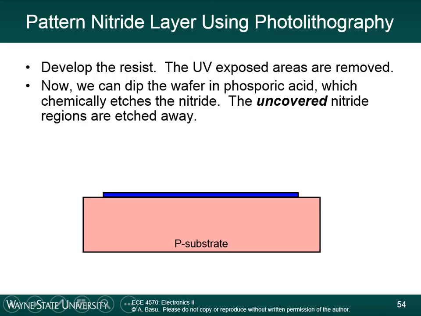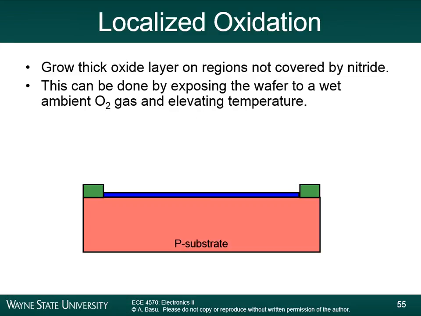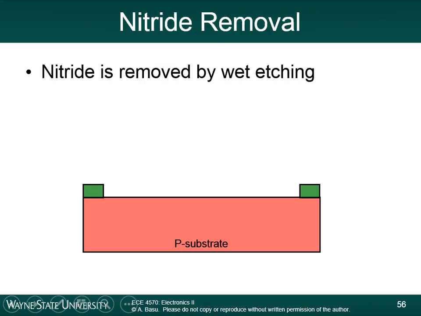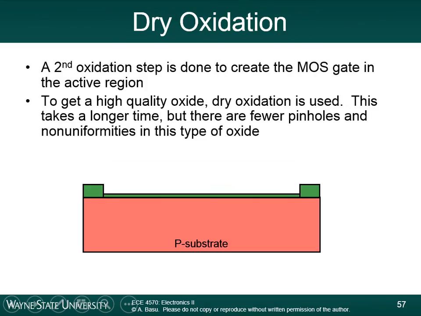All right. So the next step is to do localized oxidation. So this oxidation actually isolates one transistor from the next one. This is a thick oxidation step. It's done in a wet ambient O2 gas. It's done in the furnace by passing a wet oxygen gas over the wafer. Grow this oxide layer shown in green. Nitride is removed by wet etching. Nowadays it's done by dry etching.